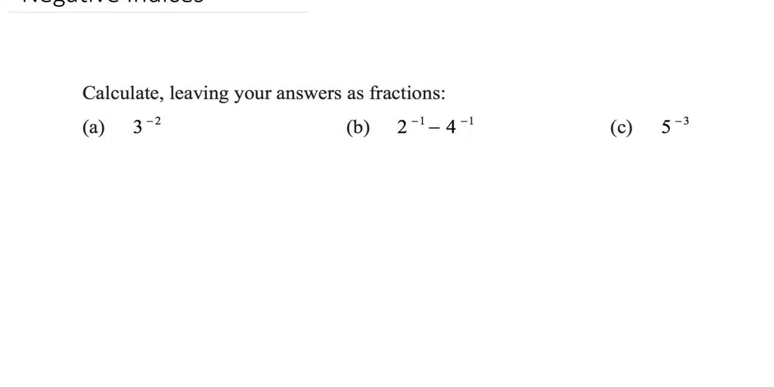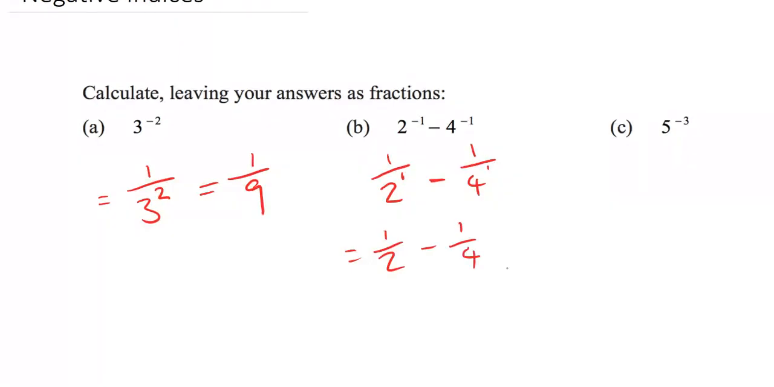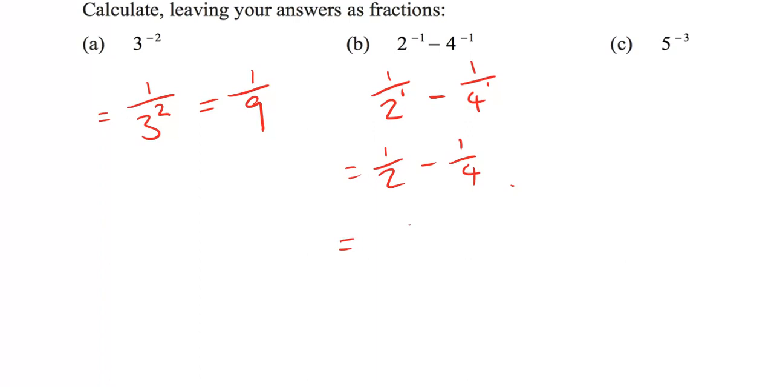Let's see if we can work these ones out. So 3 to the power of minus 2 is going to be the same thing as 1 over 3 squared. Well, 3 squared is 9, so the answer to A is 1 over 9. Let's take a look at B. Well, 2 to the power of minus 1 is 1 over 2 to the 1. And 4 to the minus 1 is 1 over 4 to the 1. So, of course, this is a half take away a quarter. So perhaps we'll make the denominators the same. 2 over 4 minus 1 over 4 is going to be a quarter.